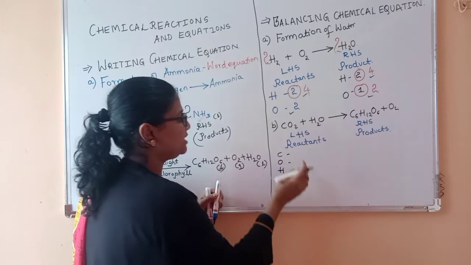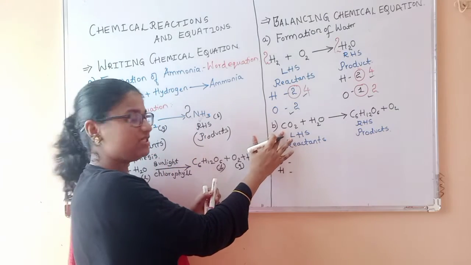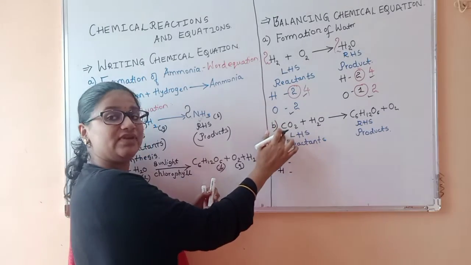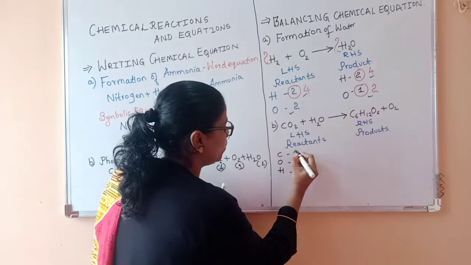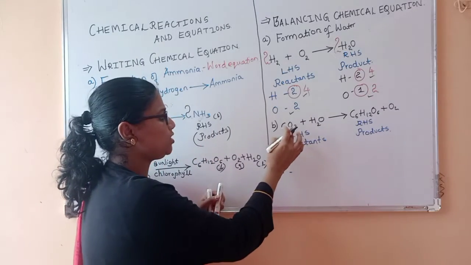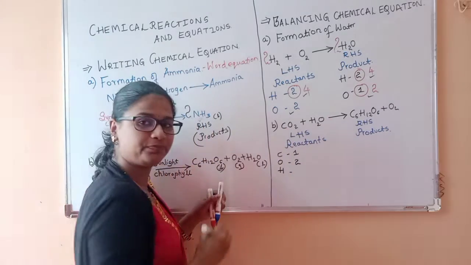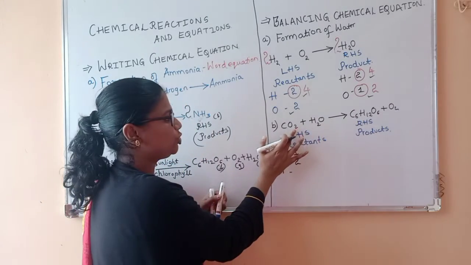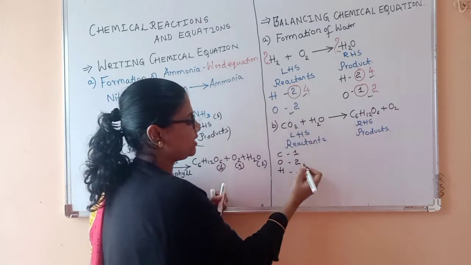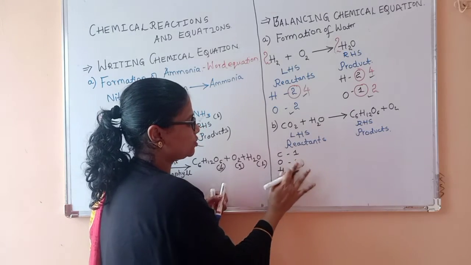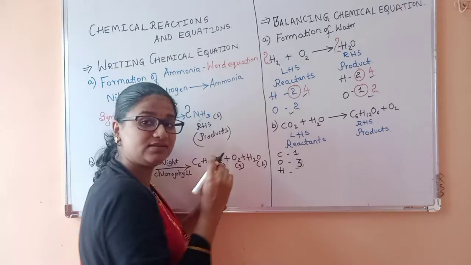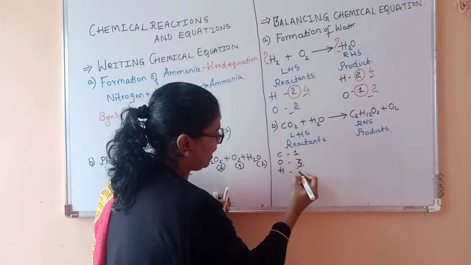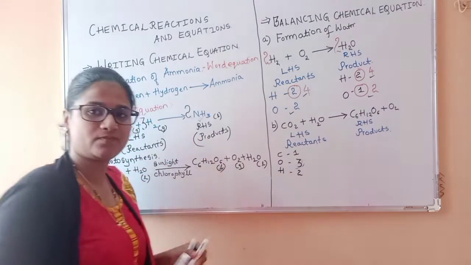Okay. When you see the number of carbon atoms here, it is nothing but 1. If nothing is written here, it will be 1. So, 1. Oxygen 2. Okay. Then oxygen 2 plus 1, it will be 3. So, oxygen will be 3. Next, hydrogen H2. Hydrogen will be 2.